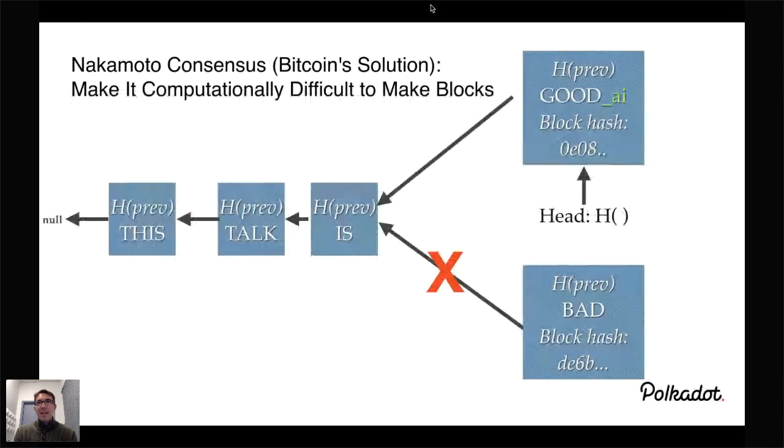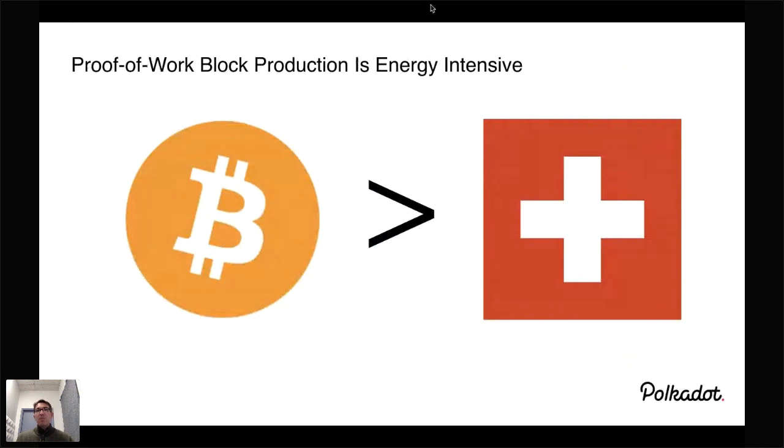So now I can say that good AI, I've got a low value hash. I know that this is valid, whereas bad, they didn't do the work to make sure that it was below 0. And so I'm going to assume that the top path is canonical, that is the correct one. But there are some problems with this approach.